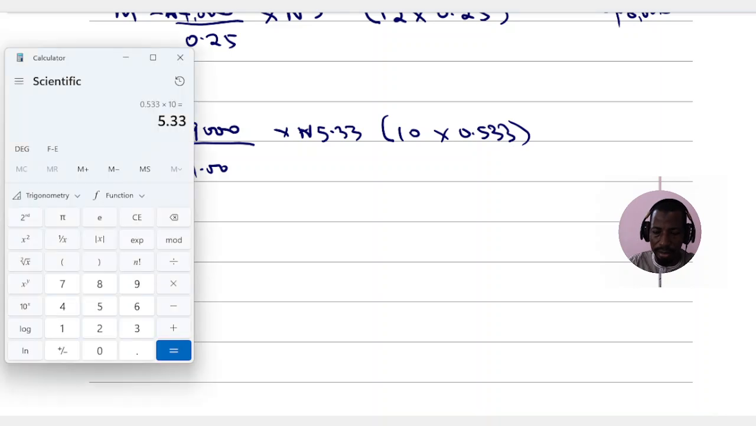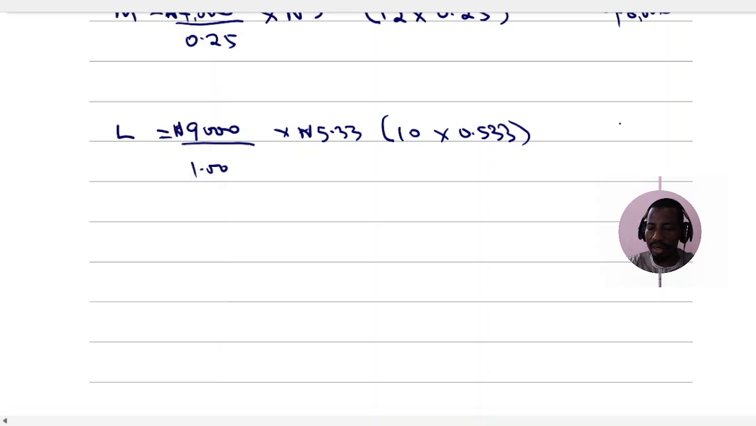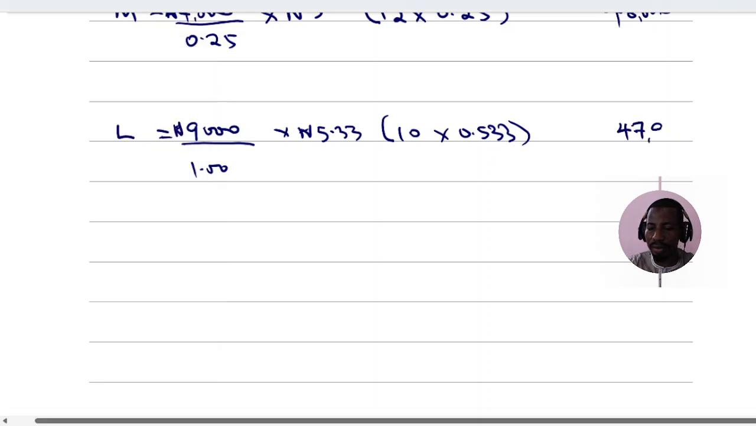Final answer. So this will give us multiply by 9,000 divided by 1. That's 47,970. Here is 47,970. Then Zambezi.